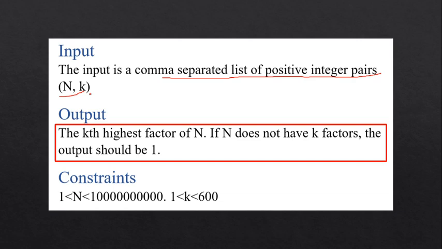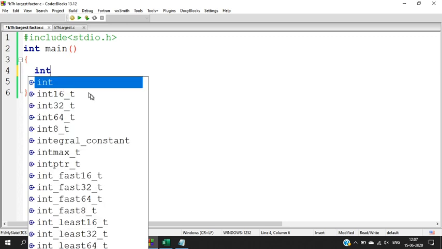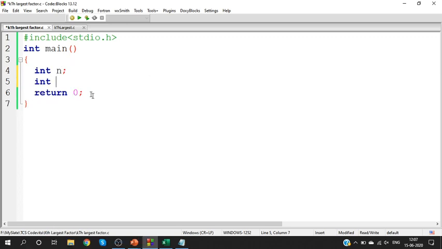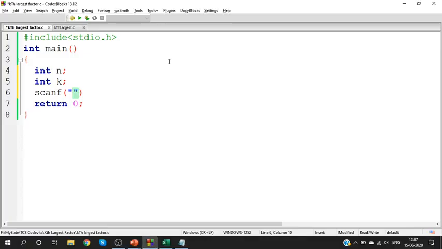Okay. So let us just get the input first. You have n value, you have k value. Yes. How are they going to give the input? Input is not separated by spaces. It is separated by comma. So when you get the input, percentage d comma percentage d. First get the n value, separated by comma, get the k value. Okay. N and k. Is this clear?